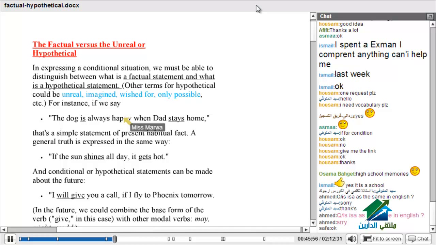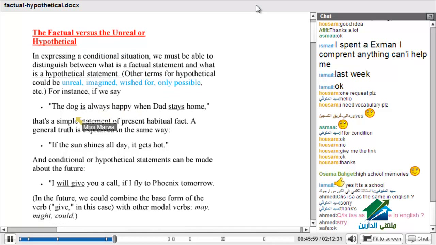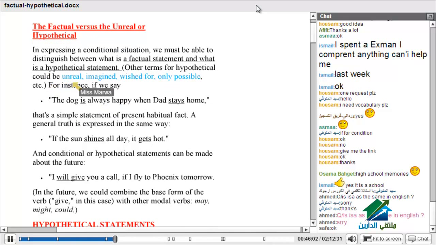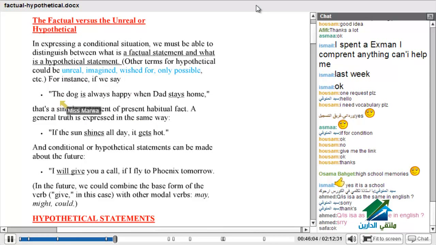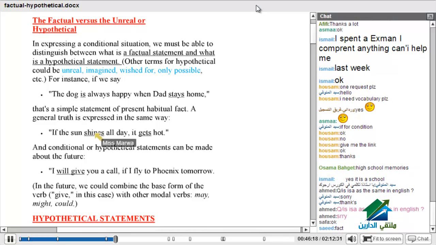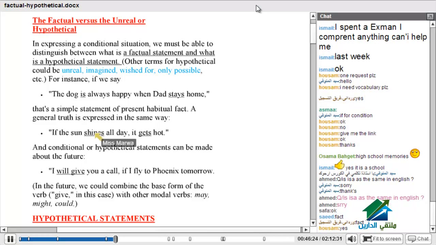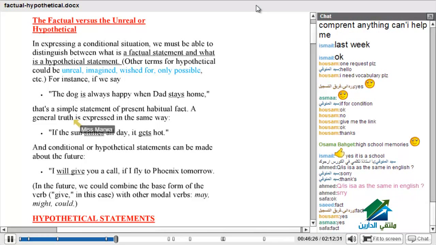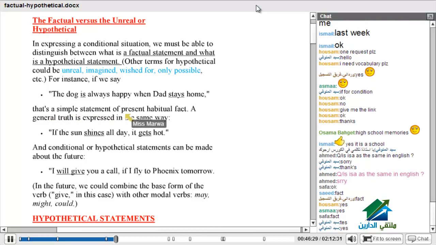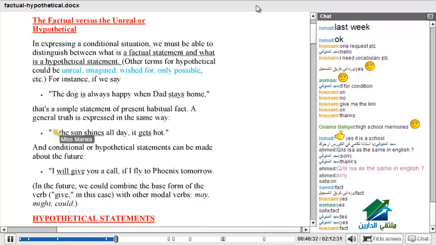So pay attention as you can. Okay? When we say the dog is always happy when dad stays home, this is a fact or not? Tell me please, is the speaker speaking about facts? So this is a factual situation or a statement. So that's a simple statement of present habitual fact. A general truth is expressed in the same way.